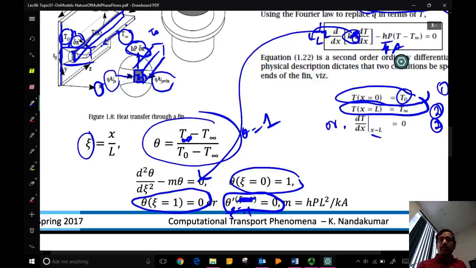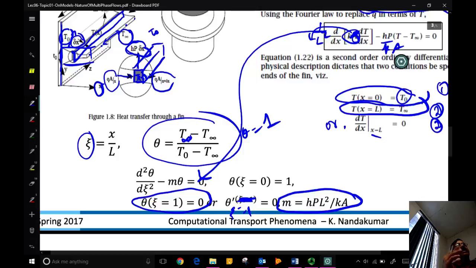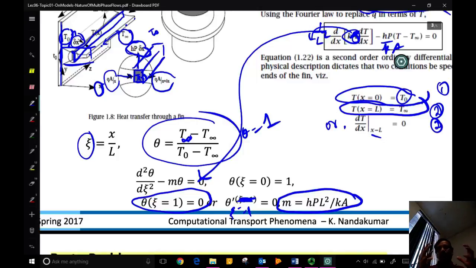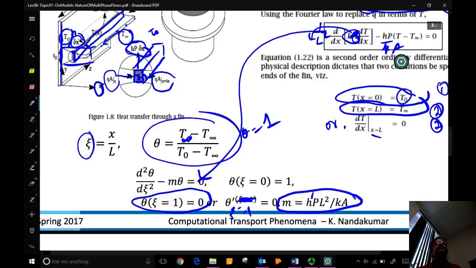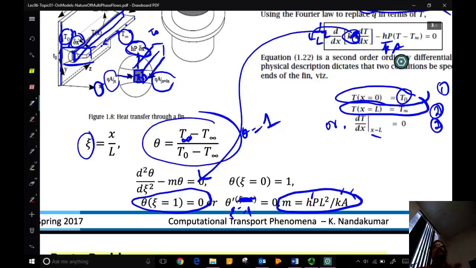So I have a new parameter which I call M, and that is HP L square over Ka. It's a combination of all those dimensionless parameters that determines the efficiency of the fin. Okay, so you can achieve the same efficiency by having a very large heat transfer coefficient, or a very small thermal conductivity, or a very small area, etc. Very large fin length combination that gives you the same M will have the same efficiency. This is the beauty of putting things in dimensionless form.